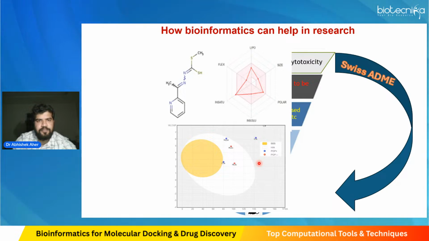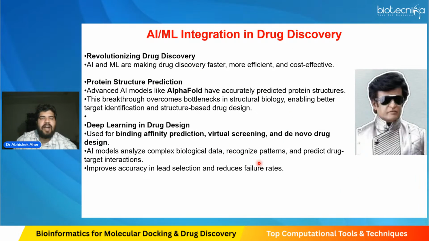So, what is artificial intelligence and machine learning integration in drug discovery? Nowadays, artificial intelligence is revolutionizing drug discovery. Because of AI and ML, drug discovery is becoming much faster. As Prodyot said, earlier it used to take maybe 2 years or so, but now because of AI and ML, it is taking much less time.